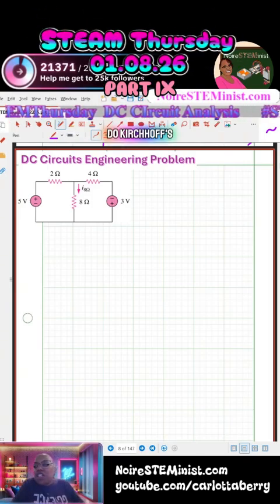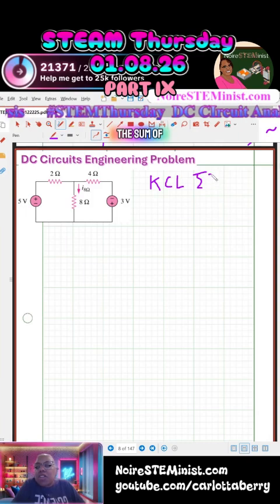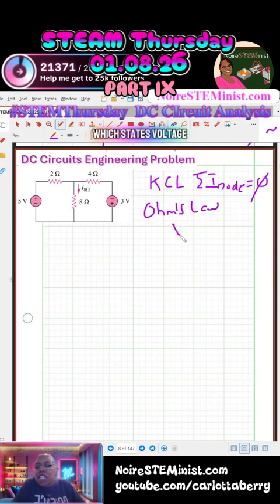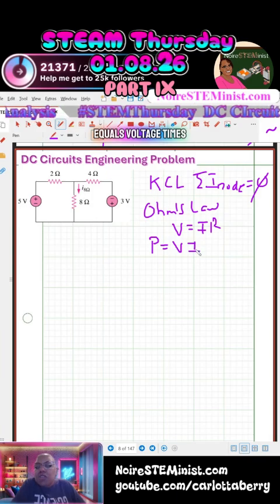I'm going to do Kirchhoff's current law because it's the least number of equations. Kirchhoff's current law states that the sum of the currents into and out of a node is equal to 0. We're going to use that. We're also going to use Ohm's law, which states voltage equals current times resistance. We also are going to use the fact that power equals voltage times current.